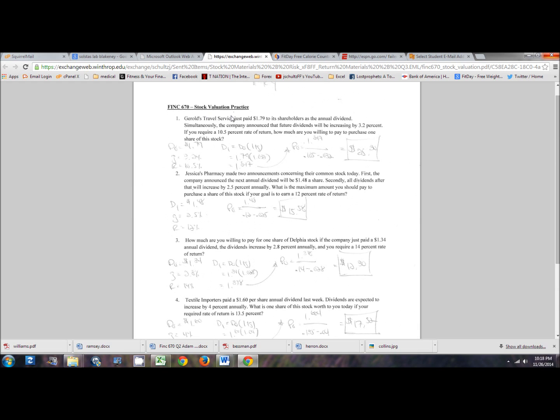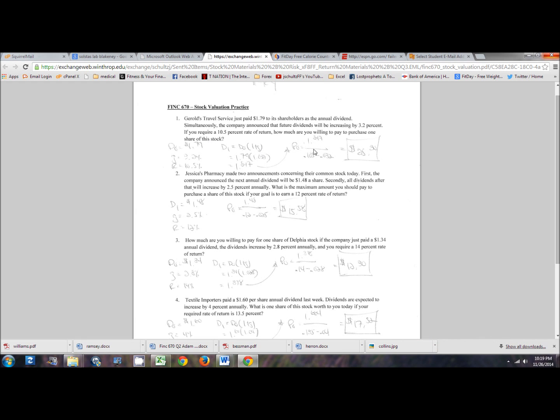So in number 1, you've got a company that just paid a dividend of $1.79 to its shareholders. The company announced that future dividends will be increasing by 3.2%, so that's your G. That is your D0, right? D0 being a dividend that's just paid. Your required return is 10.5%. How much are you willing to pay to purchase one share of this stock? In other words, how much is this stock worth today?